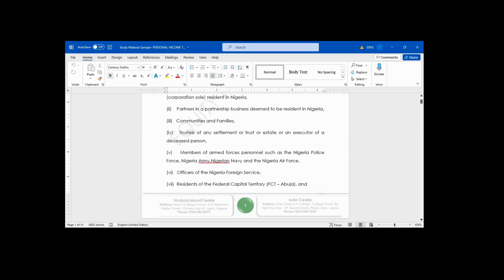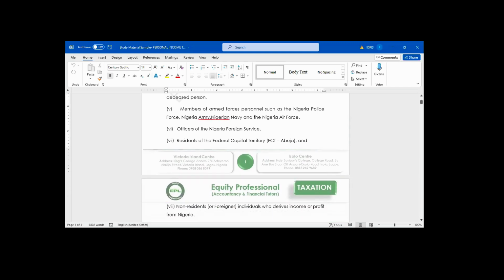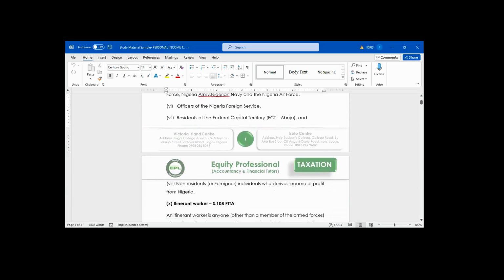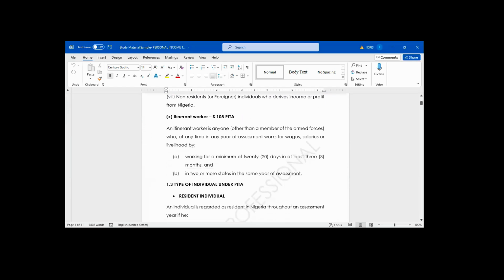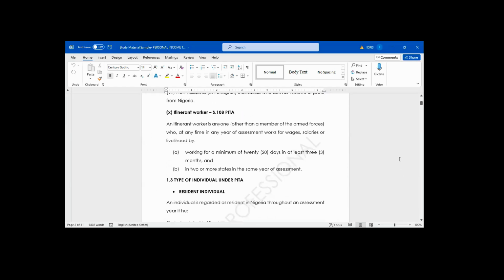Members of the armed forces, such as the Nigeria Army, Nigeria Police, Nigeria Air Force, are expected to pay personal income tax. Officers of the Nigeria Foreign Service too are expected to pay personal income tax. Residents of the Federal Capital Territory too, and the other one is non-resident individuals too. They are all expected to pay personal income tax.